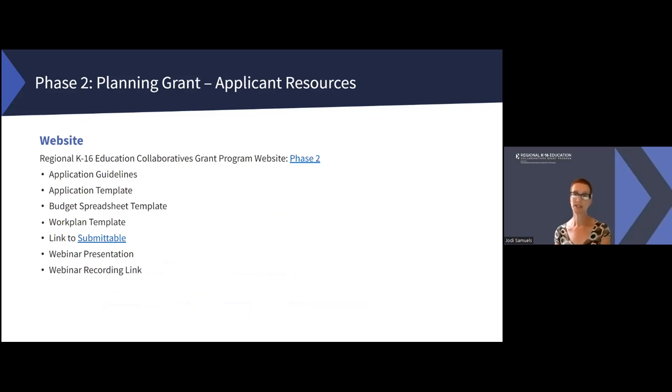There is an application template, which is a Word document, so that as you're working on your application, you can work in a Word document and then copy and paste it into the online application. It tends to make things a lot easier if you can work in Word and share it with your partners rather than trying to do things directly in an online form. So we wanted to make sure to provide that to applicants.